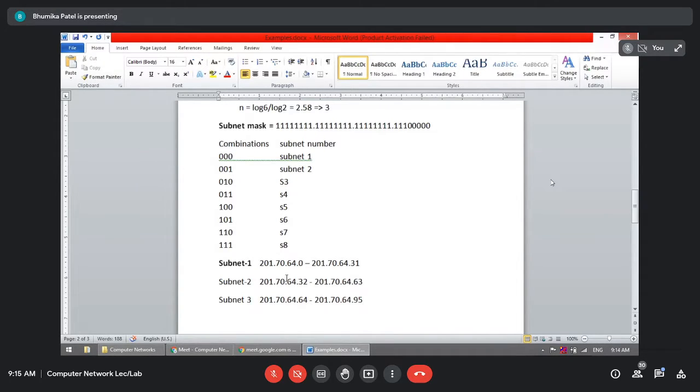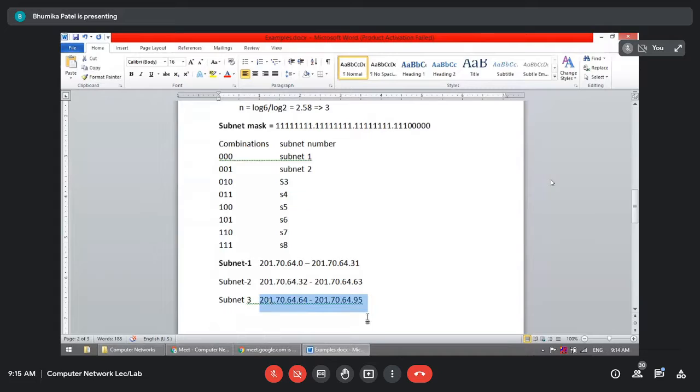Because each and every subnet is going to have 32 hosts, 32 IP addresses. So I'm just adding 32 plus 32, it will be 64. But as we have considered 32, we are going to take 63. Next, we'll start from 64 plus 32, it will be 96. But we have considered the 64, so it will be 95.